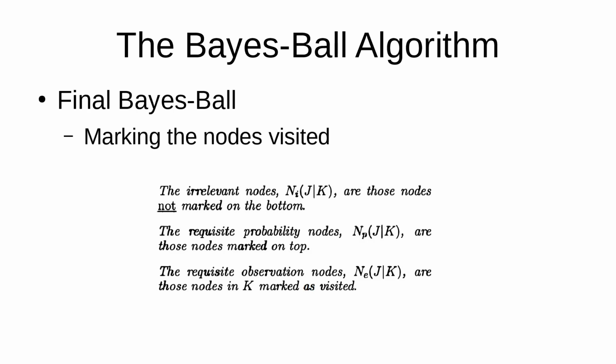It also checks an observed node when it is visited. These marks not only allow the algorithm to terminate, but they also record significant results. For example, after running the algorithm, one will find that the irrelevant nodes are those that are not marked on the bottom. The requisite probability nodes are the nodes that are marked on top, and the requisite observation nodes are the nodes in K that are checked as visited.